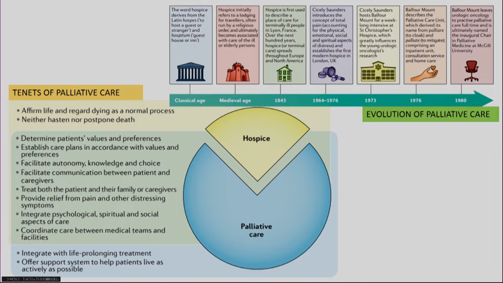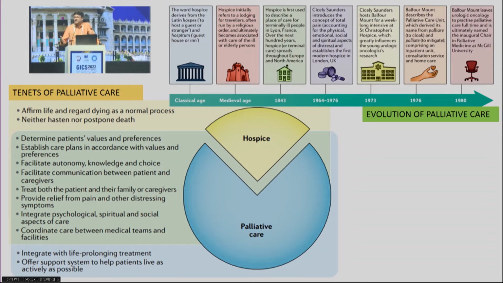So we know hospice and palliative care overlap, but if you go back to the history, the hospice was like a guest room for the travelers, and later they changed the hospice to provide care for the terminally ill patients. And later, after the 1970s, palliative care became popular, and all the major hospitals provide palliative care, and now we try to provide palliative care in the community and in the home care setting also.